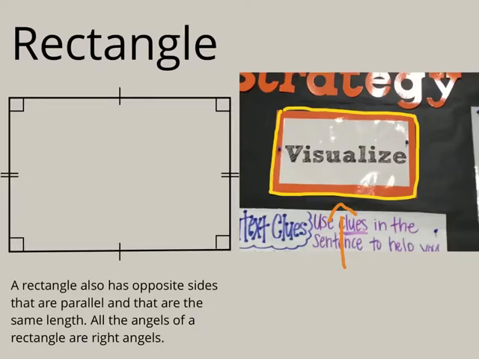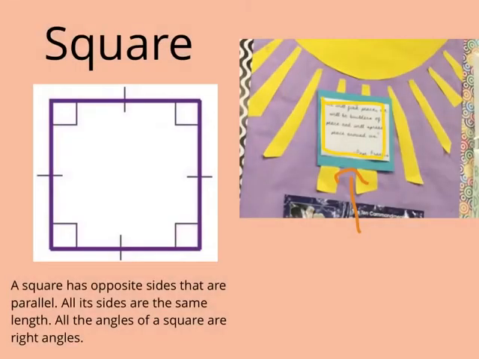Rectangle. A rectangle also has opposite sides that are parallel and that are the same length. All the angles of a rectangle are right angles. There is a real-life example of a rectangle. Square. A square has opposite sides that are parallel. All its sides are the same length. All the angles of a square are right angles. There is a real-life example of a square.